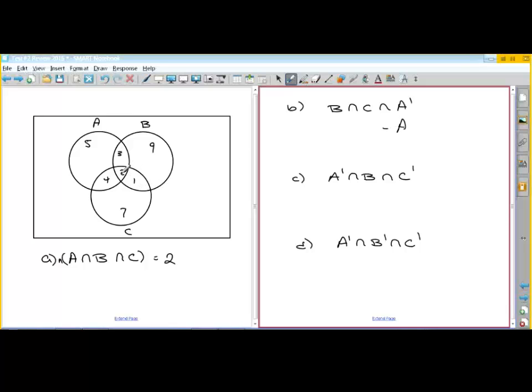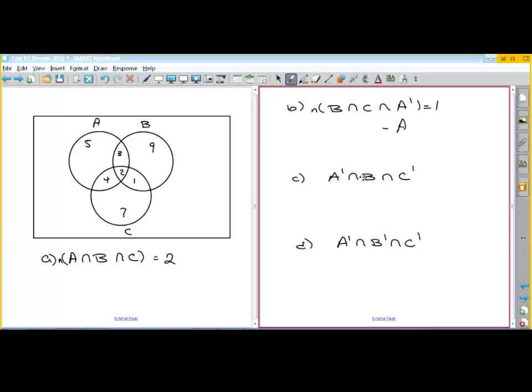So here we have B intersect C. Subtracting A means getting rid of that. So if I said what is the number of elements in this, you would say 1 because it ends up being this area here. So these 3 parts, which look the same, are an intersection of 2 sets, subtracting out the third set.